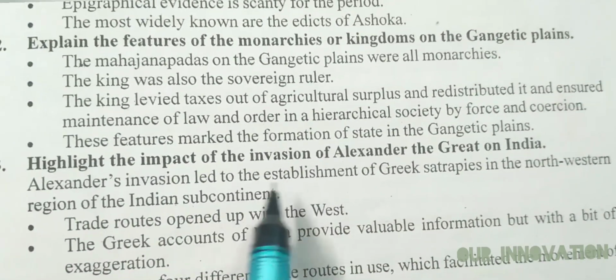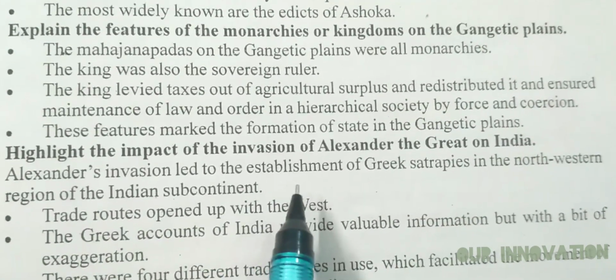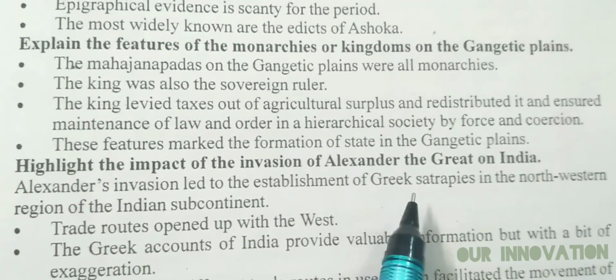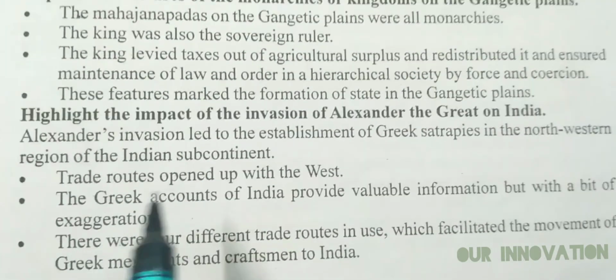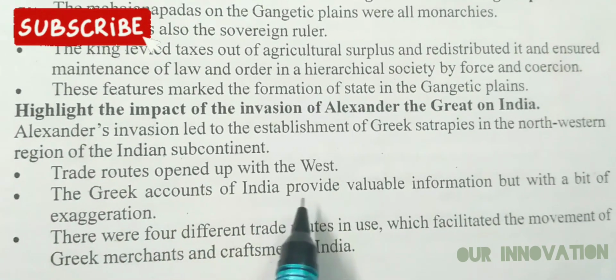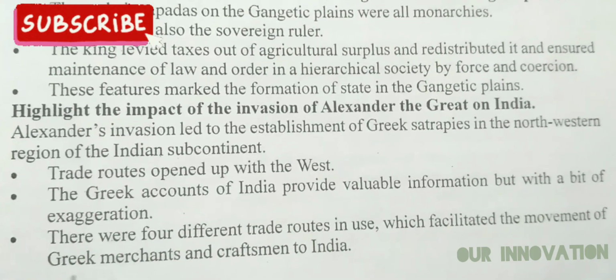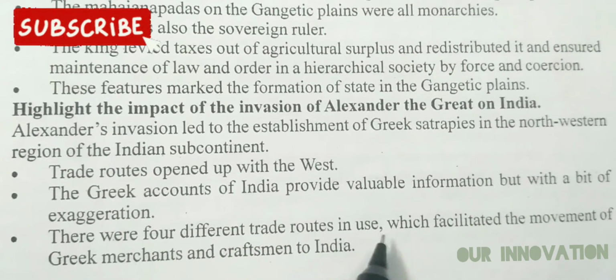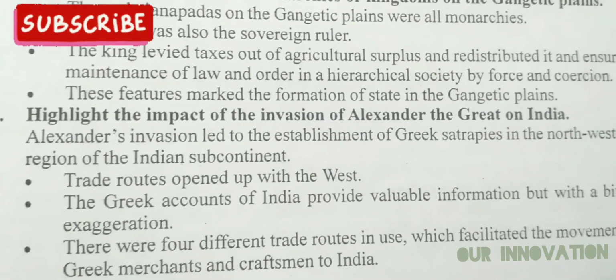Highlight the impact of the invasion of Alexander the Great on India. Alexander's invasion led to the establishment of Greek satrapies in the northwestern regions of the Indian subcontinent. Trade routes opened up with the West. The Greek accounts of India provide valuable information but with a bit of exaggeration. There were 4 different trade routes in use which facilitated the movement of Greek merchants and craftsmen to India.